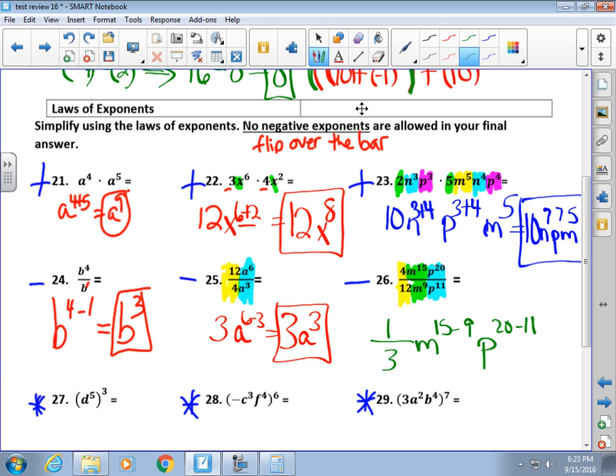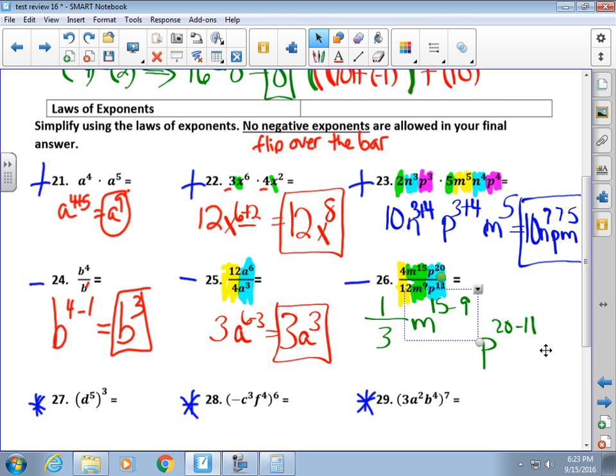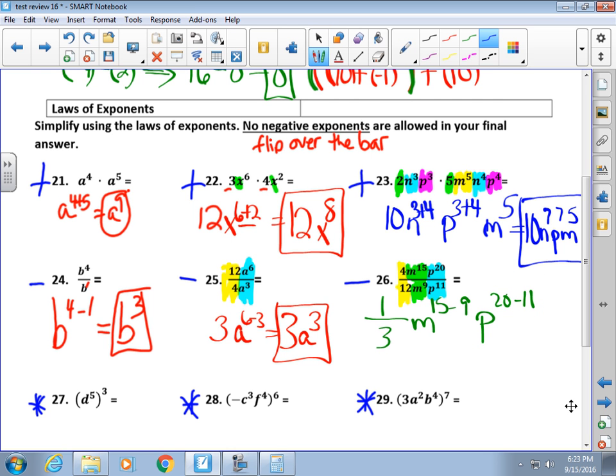You can write this as 1/3. I'm going to shrink this a little. Move it up. There we go. So, you can write your answer as 1/3. 15 minus 9 is 6, m to the 6, and 20 minus 11 is 9. So you can write it like that, or you can just put m to the 6th, p to the 9th on the top, and with 3 in the denominator.